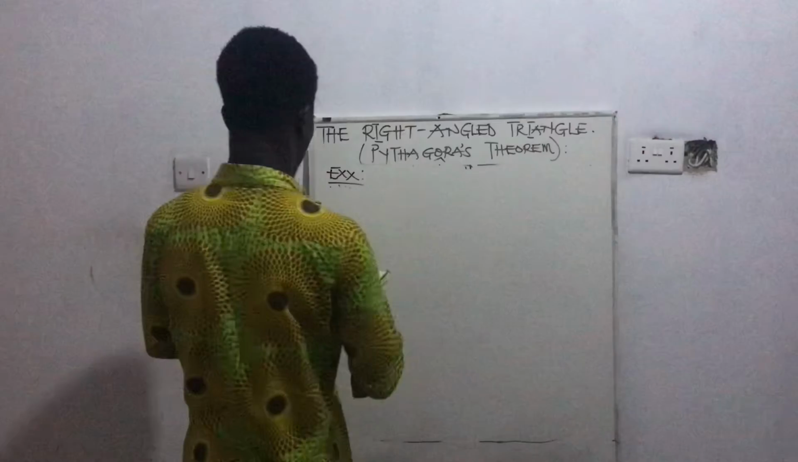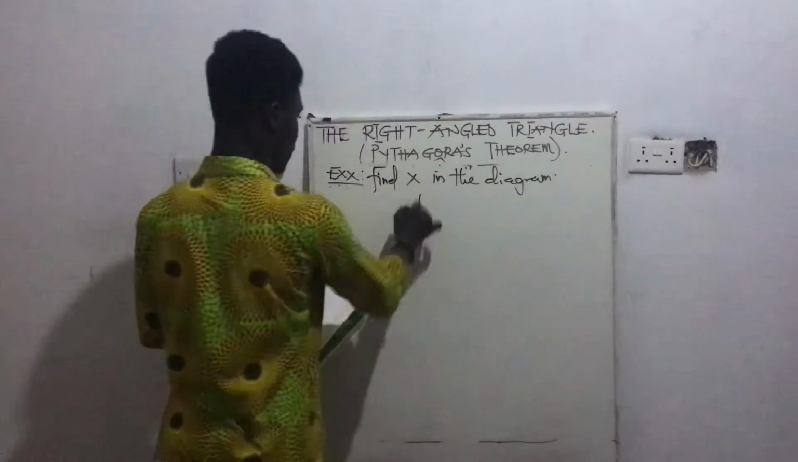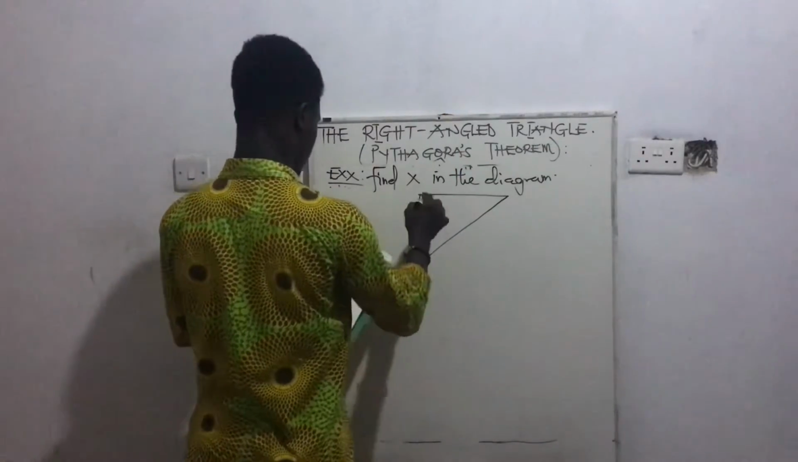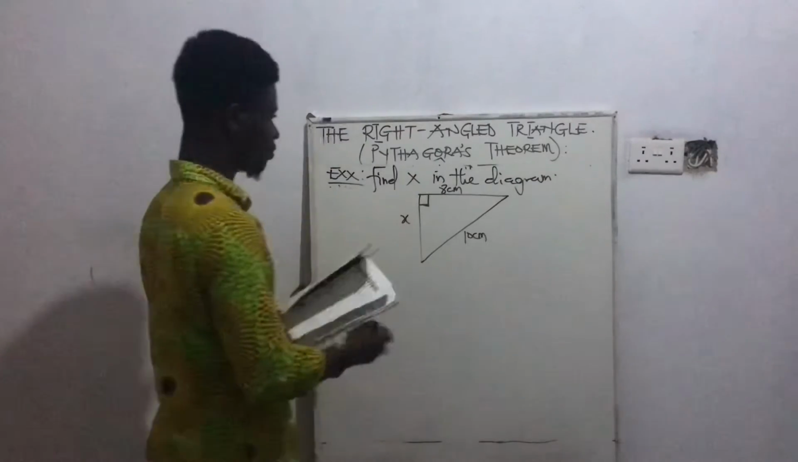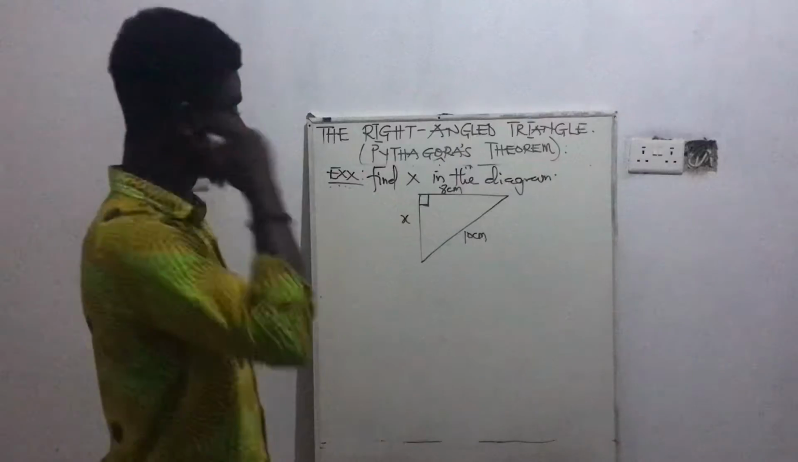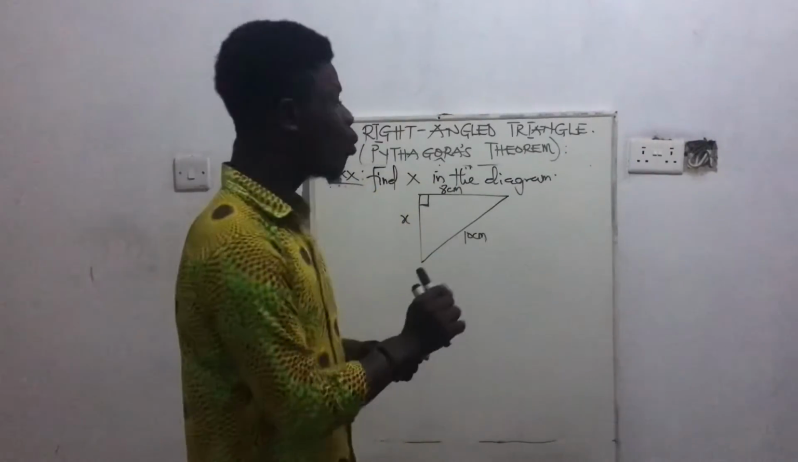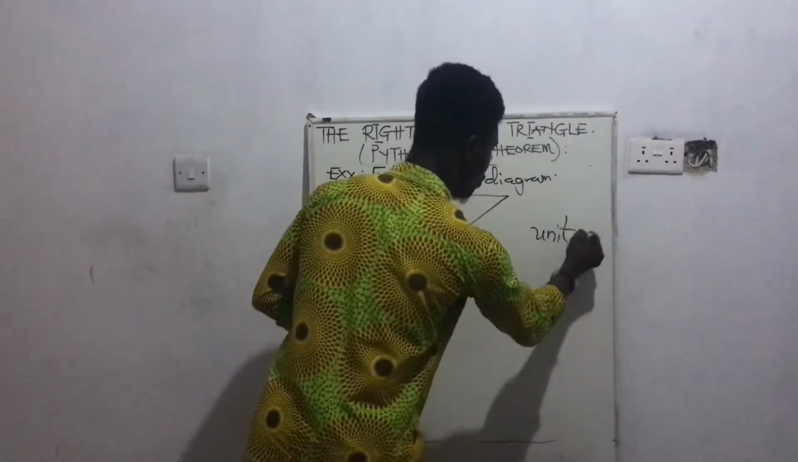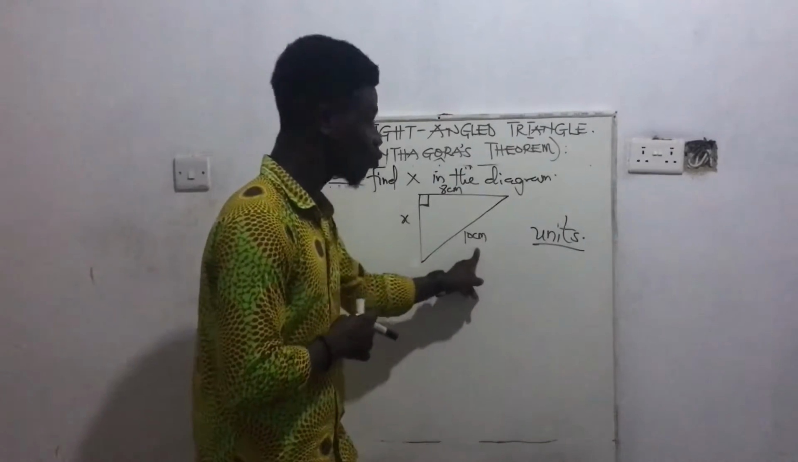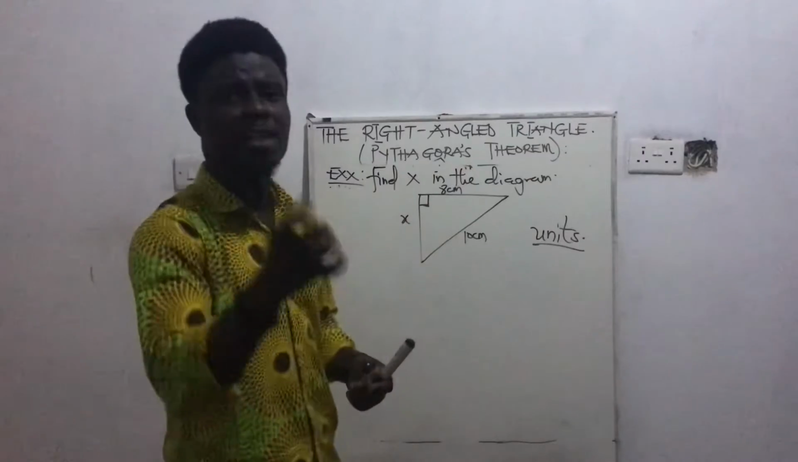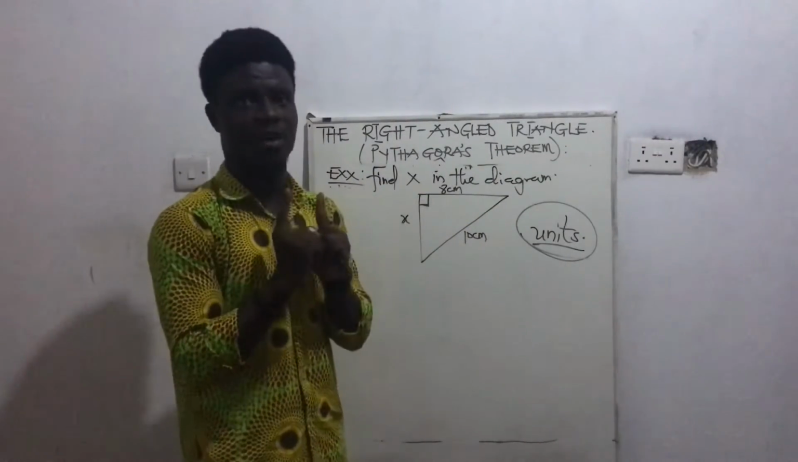So now let's see. The question says find x in the diagram. Sorry, our last question we just saw here, we had 5 centimeters. We are supposed to bring units. If there is no unit there, like this one, they brought centimeters. If they didn't bring any unit, then you have to write the word units. Please, it's very, very important.